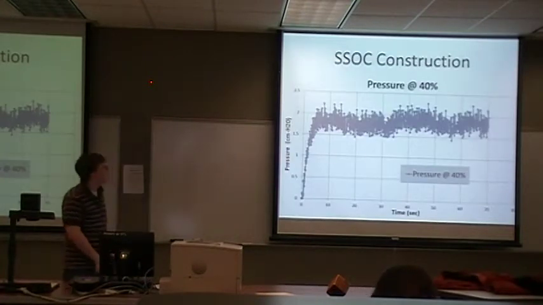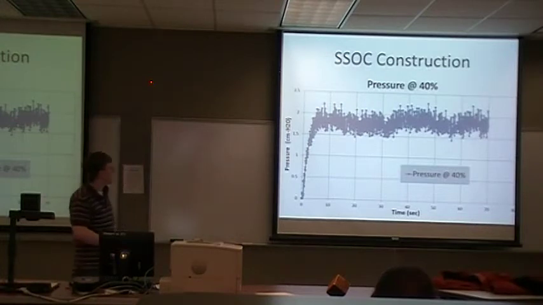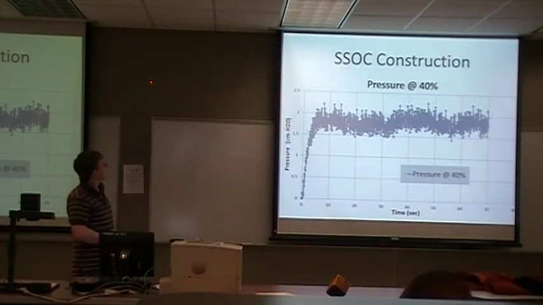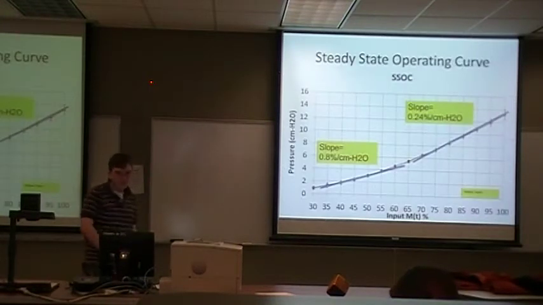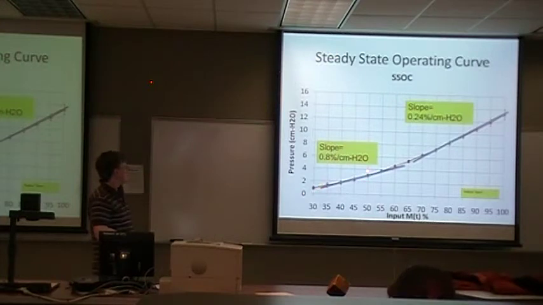This is an example of how we constructed our SSOC, just one of the plots we took. It's at 40% motor power. It comes to steady state after about 10 seconds or so. And here is our SSOC. It had 2 linear sections. The slope was 0.8% per centimeter H2O, and the upper range, from 80 to about 95, had a 0.24 slope.